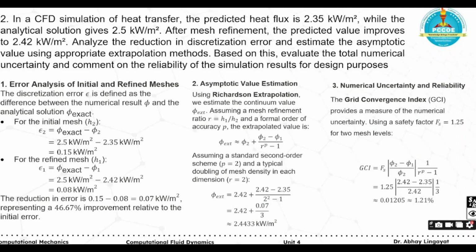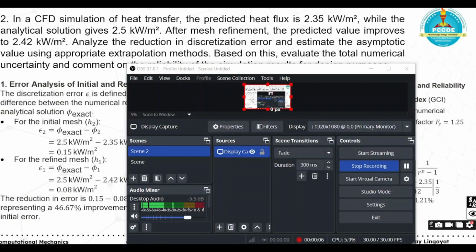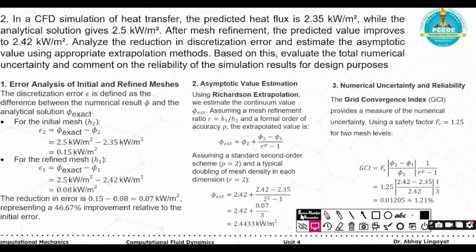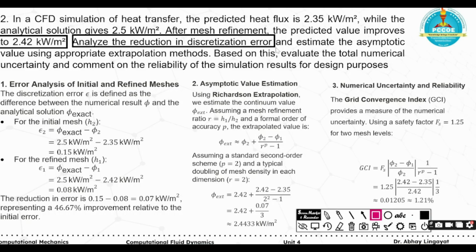Numerical: in the simulation of heat transfer, the predicted heat flux is 4.35 kilowatt per meter square, while the analytical solution gives 2.5 kilowatt per meter square. After mesh refinement, the predicted value improves to 2.42 kilowatt per meter square. Analyze the reduction in discretization error and estimate the asymptotic value using an appropriate extrapolation method.